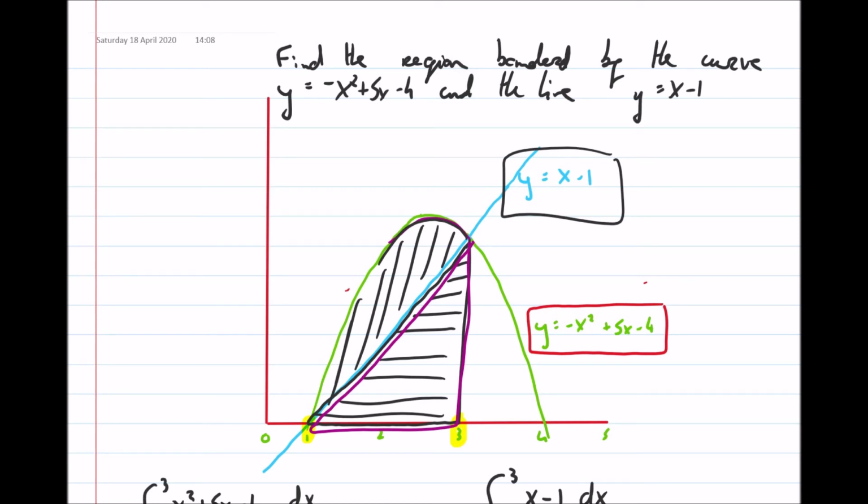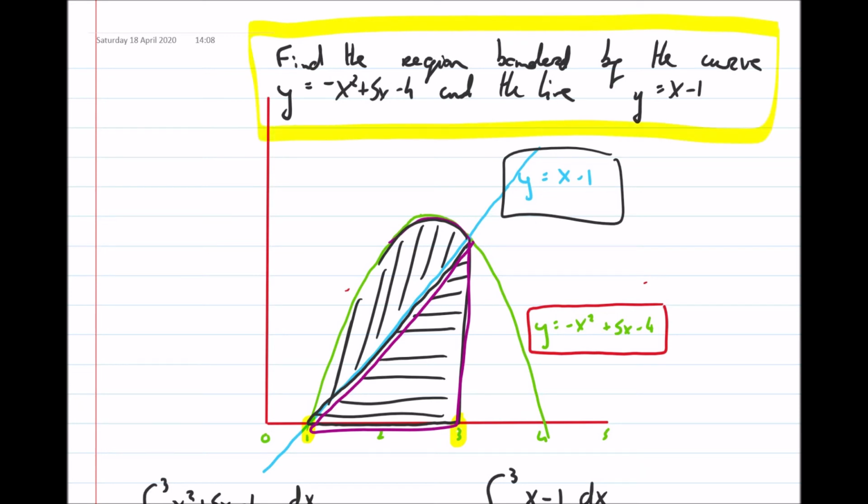They might just give you this. They might give you the diagram. They might just give you that. If they do just give you that, you really need to sketch all of this from this information. Okay, so when you're dealing with areas from integrals, please do sketch it.